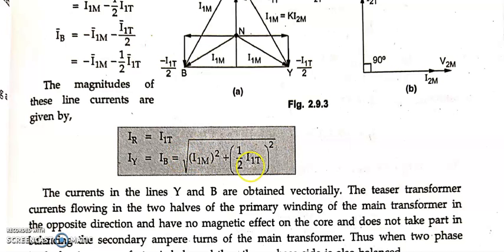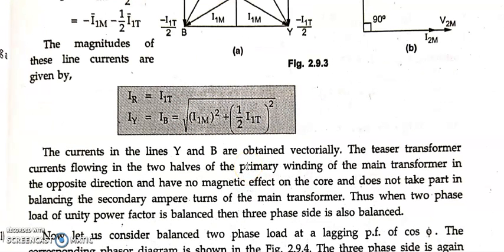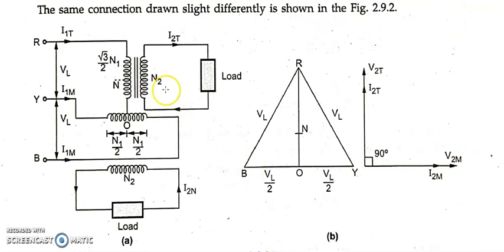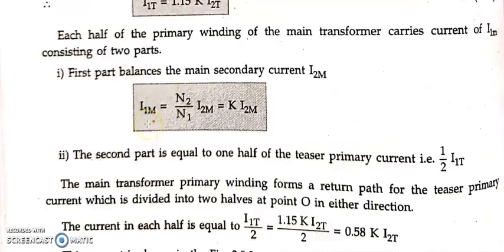This will be the answer. So here one thing we came to know is that the teaser transformer current travels in the main transformer in two equal halves, yes or not? I already discussed this. The teaser transformer current is going to travel in the main transformer in two equal halves, one at the right side, one at the left side.